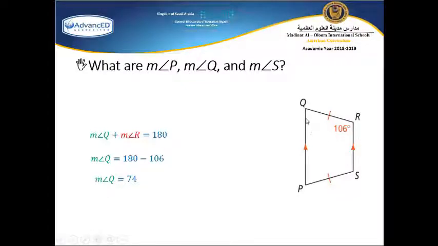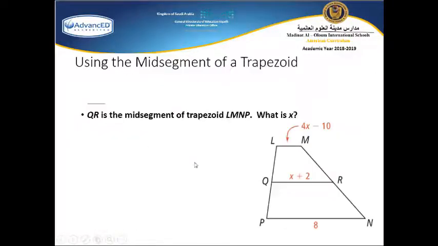And we said that the base angles of the isosceles trapezoid are congruent. Then the measure of angle R equals the measure of angle P equals 74. Sorry, the measure of angle Q equals the measure of angle P equals 74. The measure of angle R equals the measure of angle S equals 106.